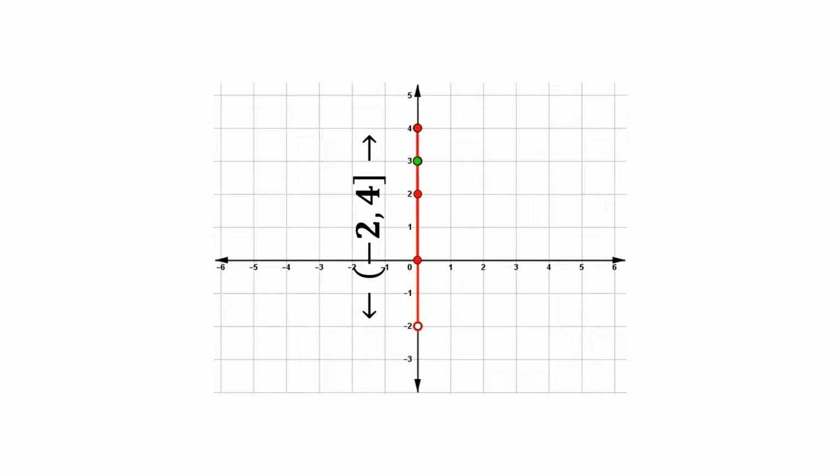Now notice down at -2 there were no other y values at -2. In fact, no y values at all that were able to fill in that hole, so that remains an open circle.